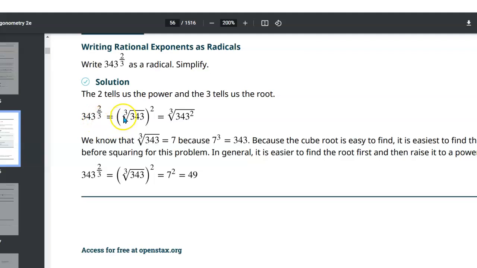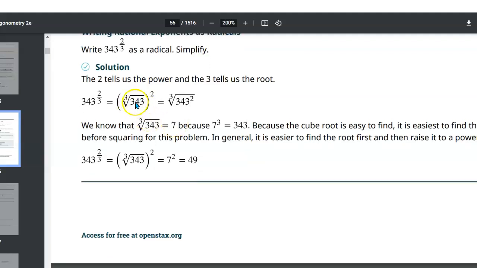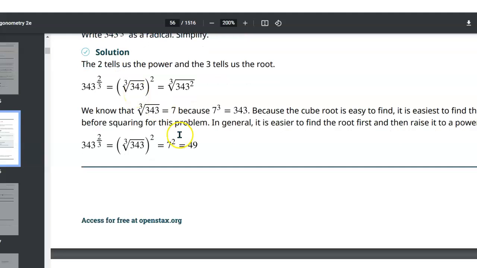Like here, the cube root of 343 is, if we do it first, we get 7, and 7 squared is 49. That's more efficient. You could go the other way. This way, if you do the cube root of 343 squared, that's kind of yucky. That will give you 49. Yeah, we got 49 this way. We'll get 49 this way as well, but it's kind of yucky, right? It's better to do it this way this time around. 49 either way you cut it.